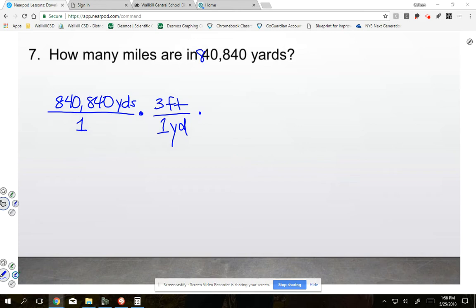So how do I set up that conversion? Think about it carefully so you can cancel out. Go ahead, Jenna. 1 mile over 5,280 feet equals... yards cancel, feet cancel. I'm left with miles. Multiply the numerator, multiply the denominators, divide numerator by denominator.